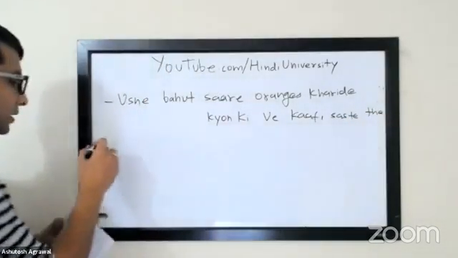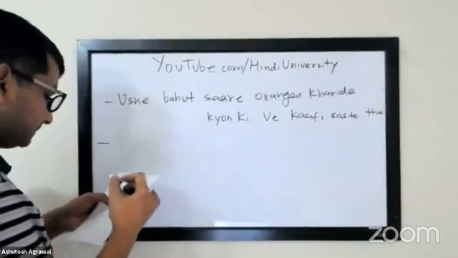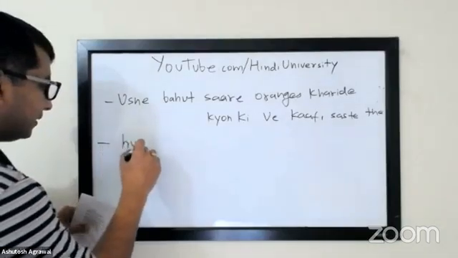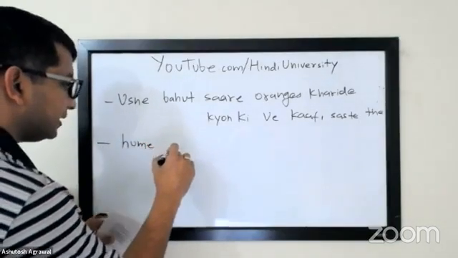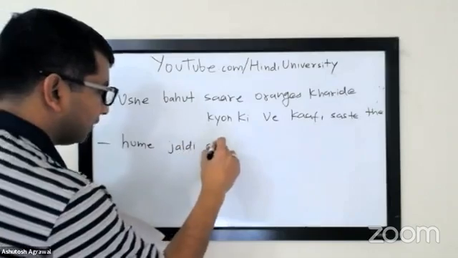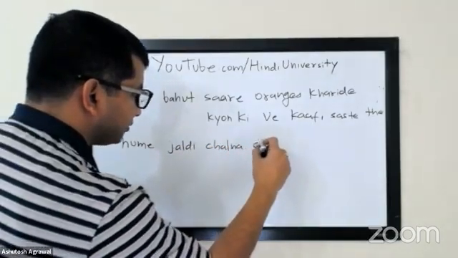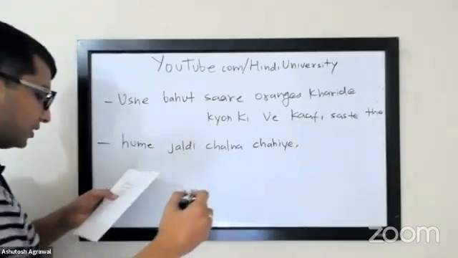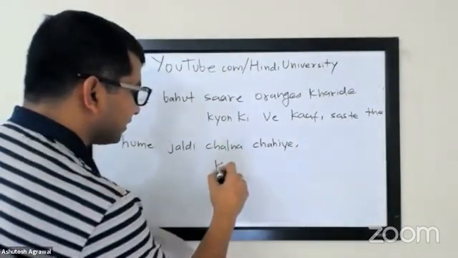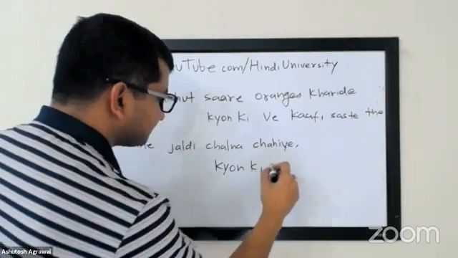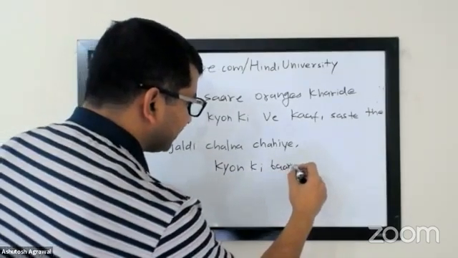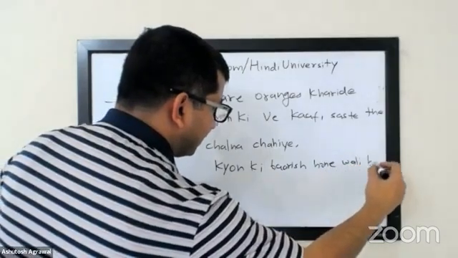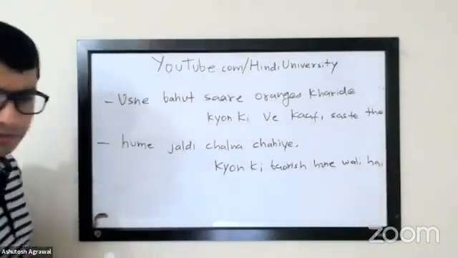Okay, that's number one. Number two is: हमें जल्दी चलना चाहिए क्योंकि बारिश होने वाली है. हमें जल्दी चलना चाहिए क्योंकि बारिश होने वाली है.